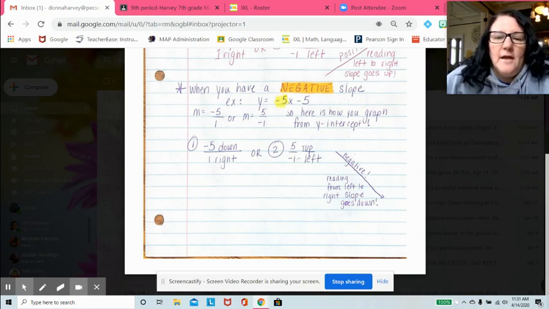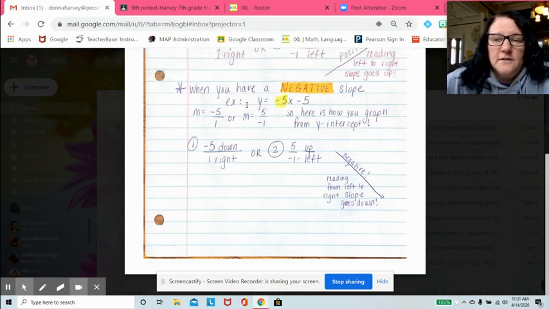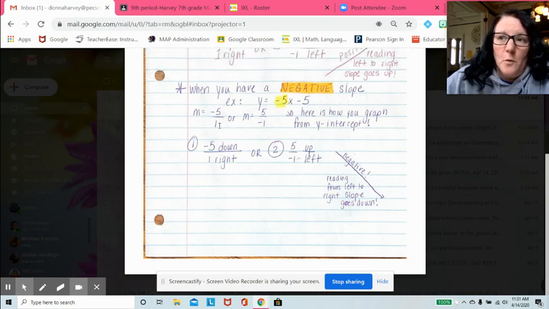Now we have the second scenario, which I'm going to show you how to graph today in GeoGebra, is when you have a negative slope. So example here, this is the second line we're going to graph today. y is equal to negative 5x minus 5. Okay, so our slope is negative 5 here. So m can equal negative 5 over 1, or m can equal 5 over negative 1.